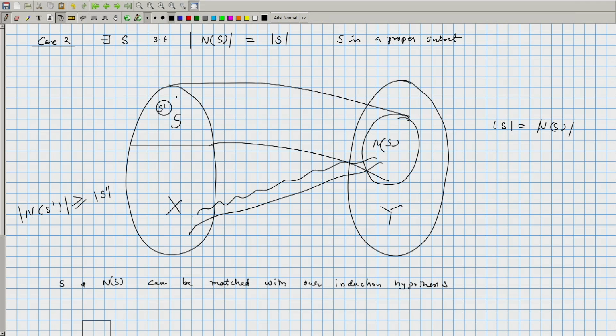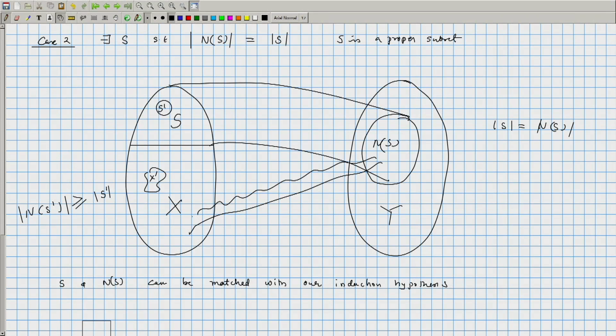Now, what about the remaining portion? Can the remaining set X be matched to Y? The only problem is, if we look at subsets inside X, let us call it X prime, they might have certain neighbors, but some of those neighbors could be in NS. But we will show that even when some of the neighbors are in NS, our condition that the neighbors of X prime form a set of size larger than the size of X prime will be a valid assumption.